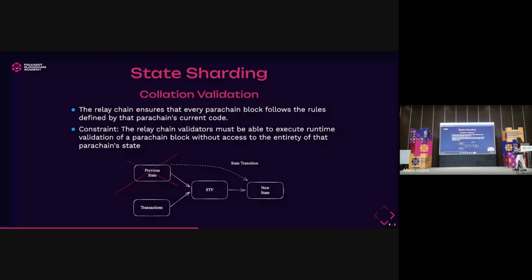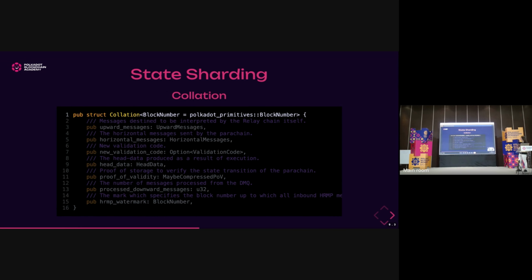But as I mentioned, we cannot just send the transactions. There is a constraint here because the relay chain validators don't have the previous parachain state. They need to get it from somewhere. They need to get it from the collators to actually be able to compute the new state. So when we look at the collation, this is what the parachain is sending to the relay chain nodes. We see that, sure, we have the head data, which is essentially the result of the computation. This is kind of like a hash, an ID of the new resulting state from this state transition. But we also have some other stuff.